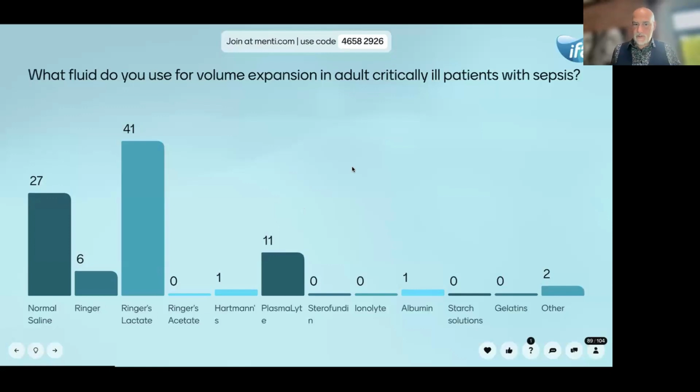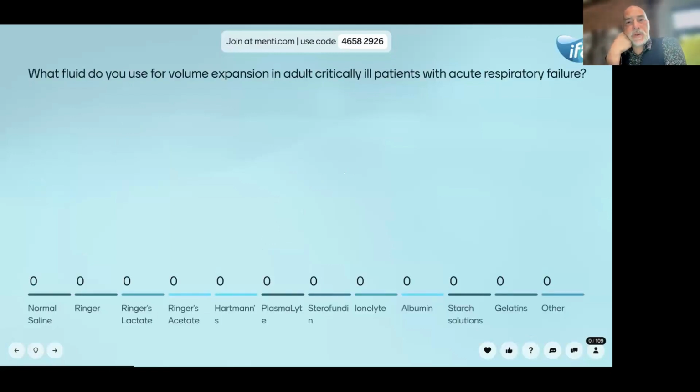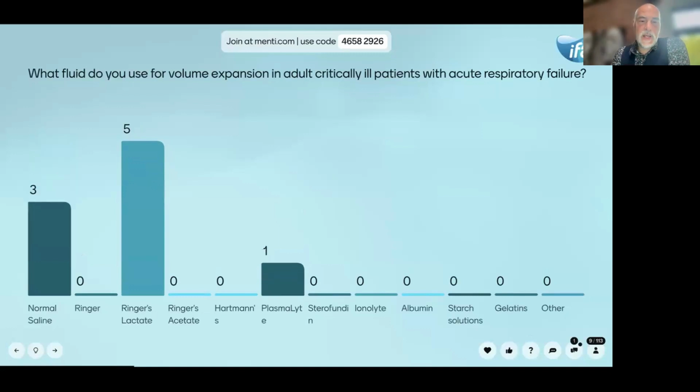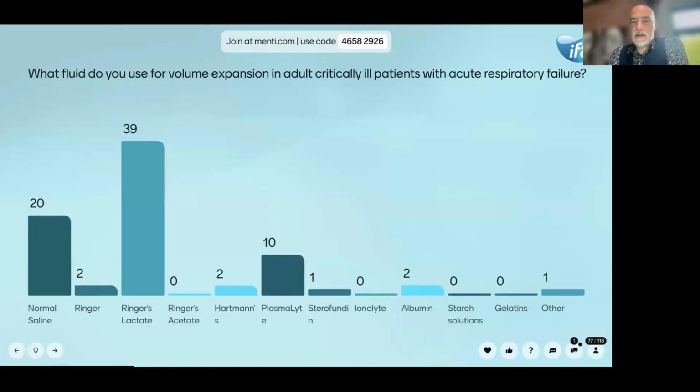Okay, majority balanced solutions. If anyone wants to give a comment, Emilie, Yaseen, please feel free to go. Move on to the next question. So now patients with respiratory failure. We had discussions on restriction. We had some discussions on albumin. So here it looks like balanced solutions altogether, majority. So we see less saline. I'm very happy with that. So there's less sodium, less chloride, less adverse effects.